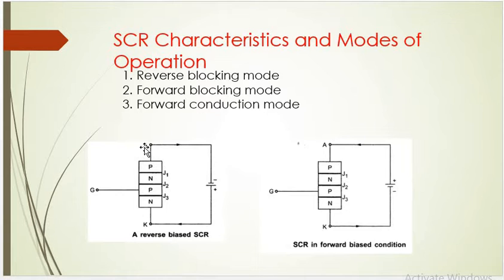So there are three different modes of operation for an SCR. First is reverse blocking mode, second is forward blocking mode, and third is forward conduction mode. First we are seeing the reverse bias SCR. In reverse bias, positive is connected to negative and negative is connected to positive. In forward bias, the anode terminal is connected to positive and the cathode terminal is connected to negative.